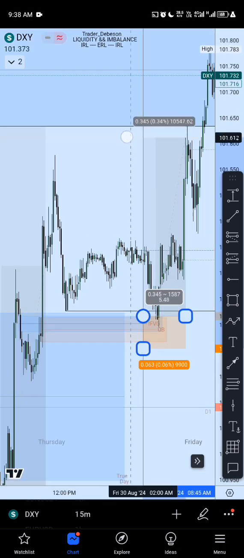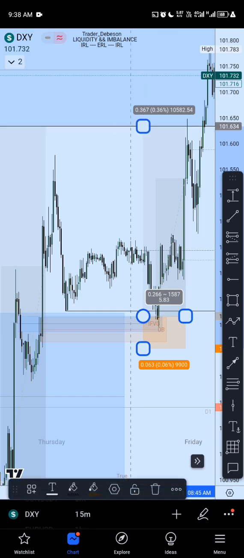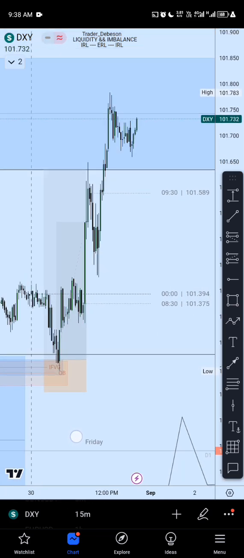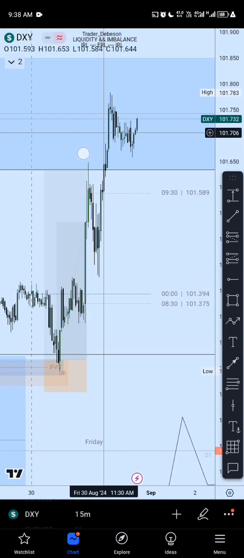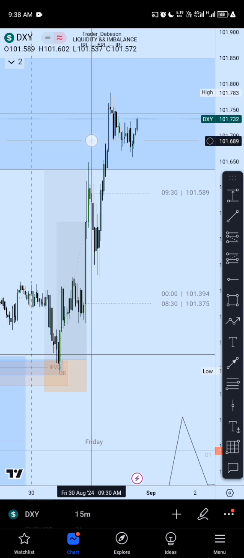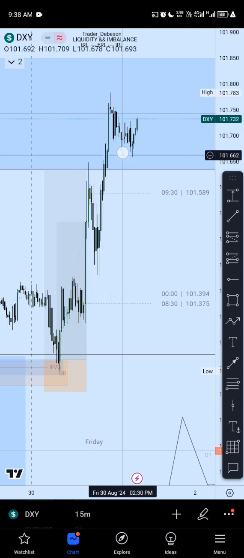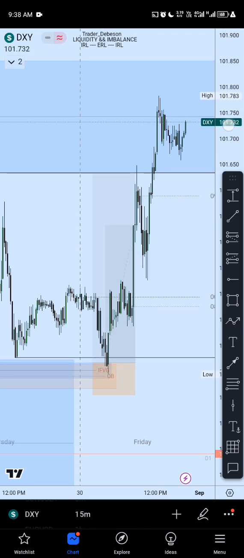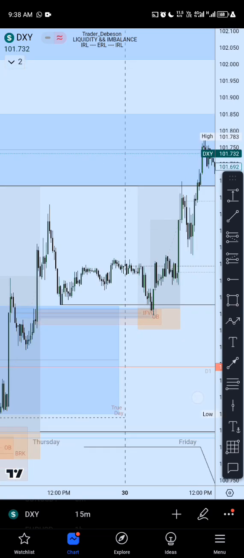Whatever happens after we hit the weekly target on Friday, we are done for the week, and we stay on the sideline and wait till next week for price to give us another opportunity. This model happens every week. You just have to backtest it.